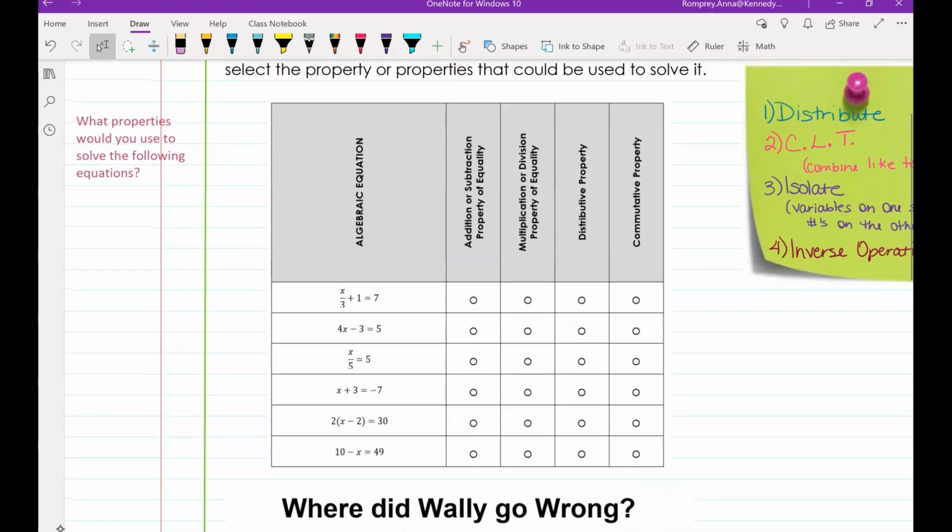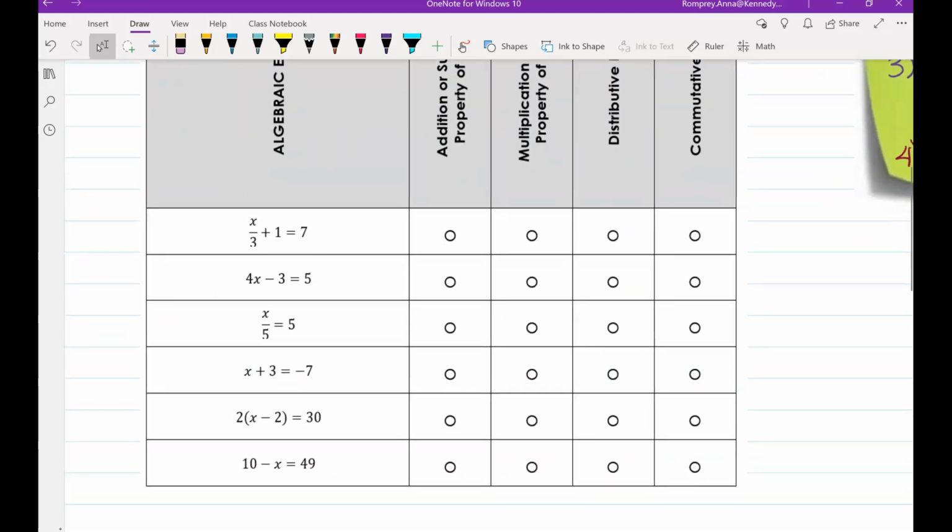Alright, so we have been given 6 algebraic equations, and they want to know which properties we are going to use to solve them. Now, what I would do is go ahead and make this little diagram right here a flapper, and then if you want, you can do any work underneath it, so you don't have to do it off to the side. Completely up to you. Alright, so we are given, now remember, we do not read this x over 3. It is x divided by 3 plus 1 equals 7.